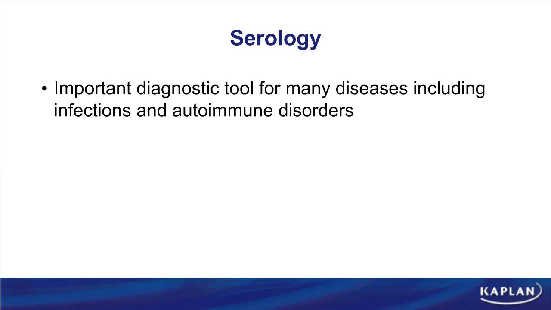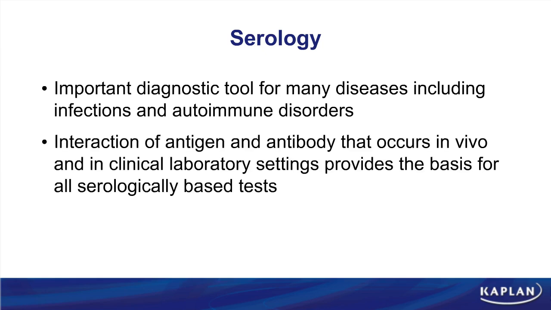We know that serology is an important tool for lots of different diseases, from infections to autoimmune diseases. And it is actually the interaction of the antigen and the antibody that occurs to any given infection, or again, during an autoimmune disorder, that gives us the basis for these tests.